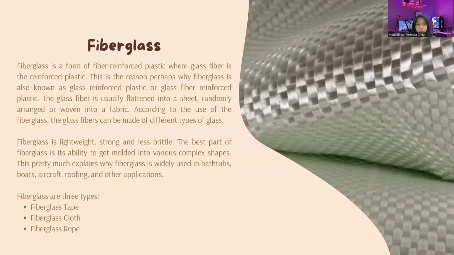Fiberglass is lightweight, strong, and less brittle. The best part of fiberglass is its ability to get molded into very compact shapes. This pretty much explains why fiberglass is widely used in bathtubs, boats, aircraft, roofing, and other applications. There are three types of fiberglass. The first is fiberglass tape, the second is fiberglass cord, and the last is fiberglass rope.